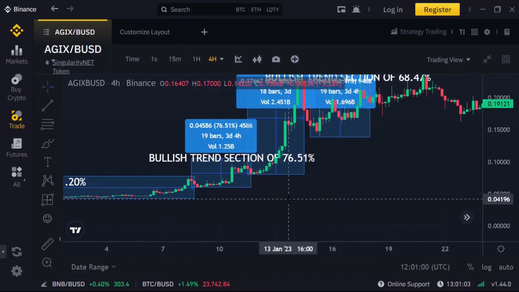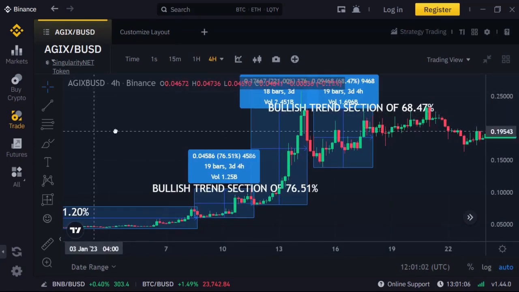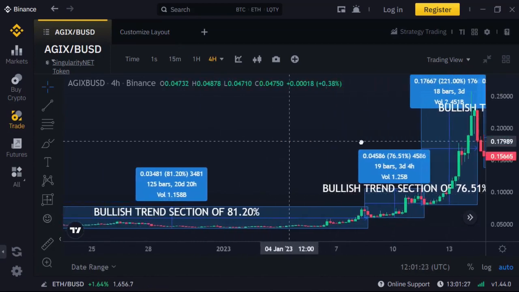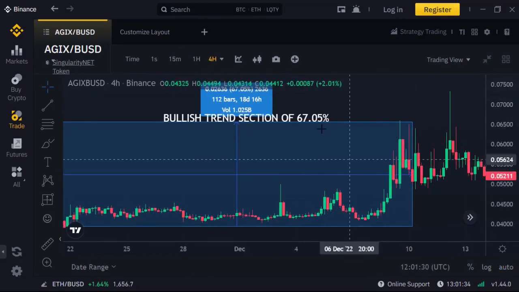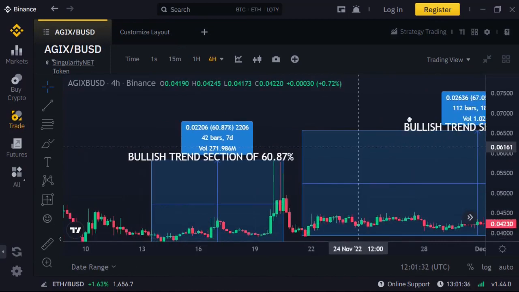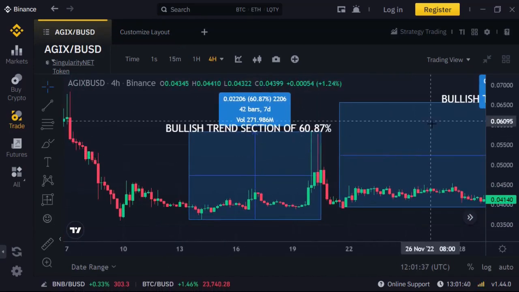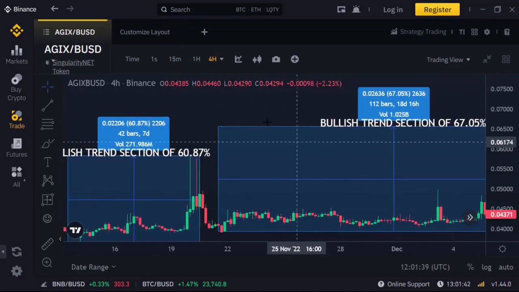So, the most important metrics for performing proper technical analysis of any cryptocurrency pair are the bullish trend section and the bearish trend section of the cryptocurrency price action. And that's absolutely all that you'd ever need to perform proper technical analysis of any cryptocurrency pair.